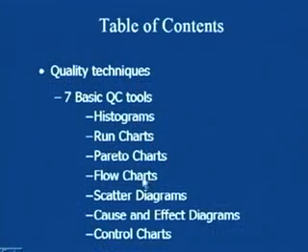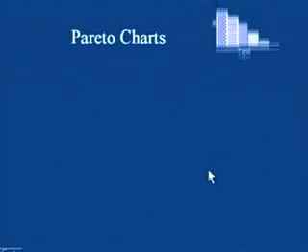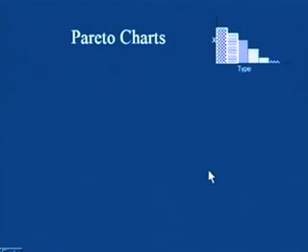In part 3 that we are going to cover today, we will cover the rest of the 7 basic quality control tools, that is the Pareto chart, flow charts, scatter diagram, cause and effect diagrams, and the control charts. The histogram and the run chart we have discussed. The third tool in the 7 basic quality control tools is the Pareto chart.